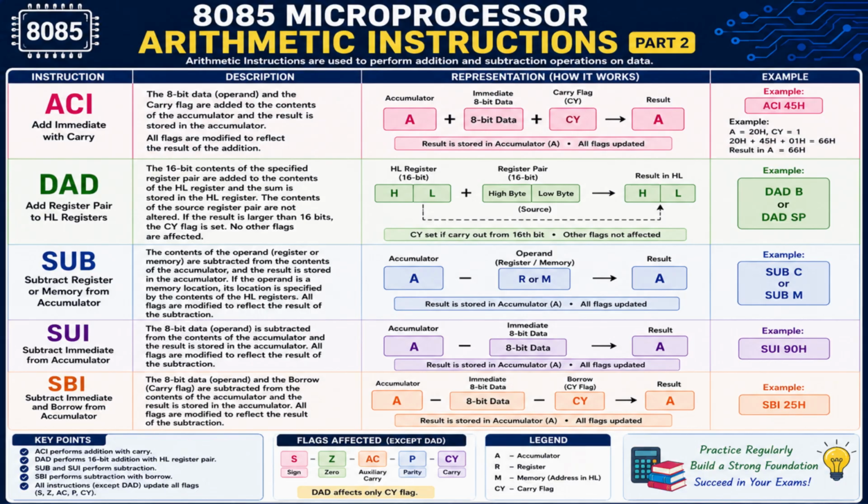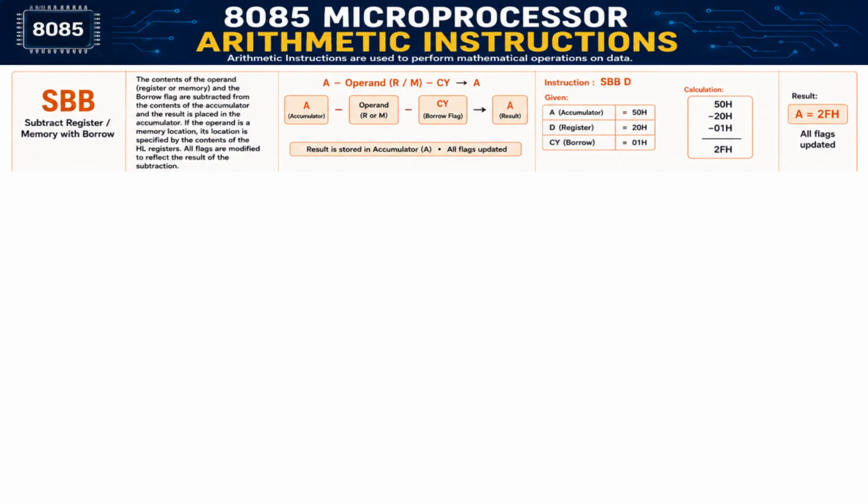Up next we have SBB. SBB stands for subtract register or memory with borrow. This instruction is very similar to the SUB instruction but with one important difference. Along with subtracting the register or memory value, it also subtracts the borrow, which is represented by the carry flag in the 8085 microprocessor. The processor performs: accumulator minus operand minus carry flag, and the result is stored back in the accumulator and all the flags are updated.